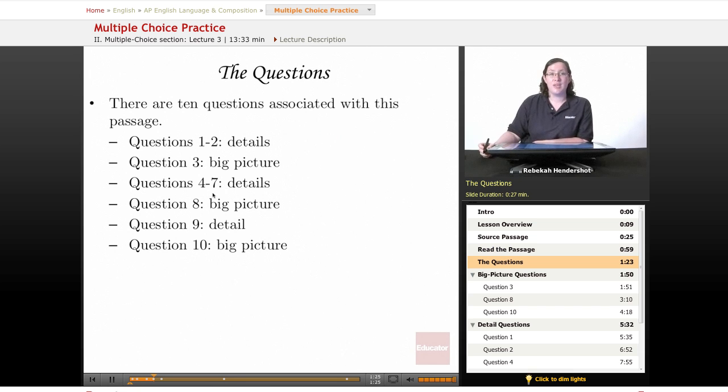All right. There are 10 questions associated with this passage. Questions 1 and 2 are details questions. They ask about specific things, they have line references, they're detail-oriented. Question 3 is a big picture question. It's an overall kind of question. Questions 4 through 7 are details again. Question 8 is a big picture. Question 9 is a detail. And question 10 is a big picture. We're going to start with the big picture questions.